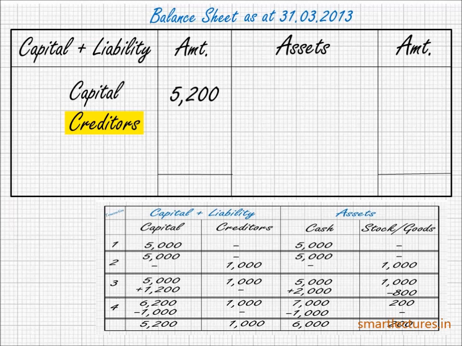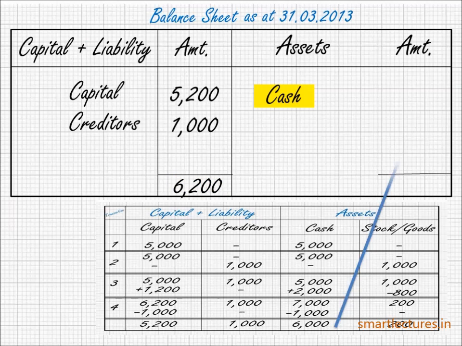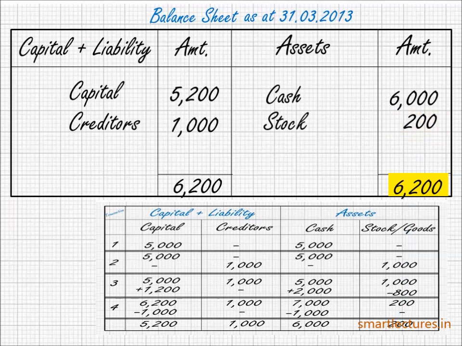Be careful. Creditors is a short-term liability, means maybe we have to pay within 2 or 3 months. The creditors cannot give you the stock or cannot sell you the goods for years. So creditors rupees 1,000, total 6,200. Now come on the asset side. Cash 6,000 and stock rupees 200, total 6,200 on both sides. If our balance sheet is going to agree, it means everything is okay. Our question is perfectly all right.